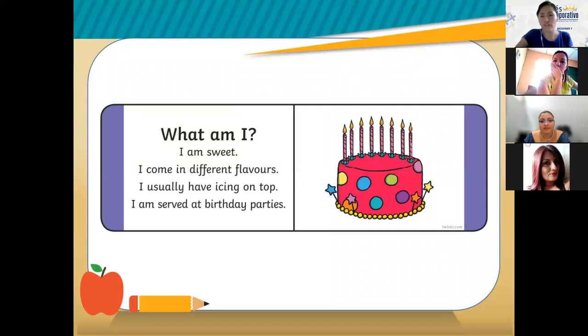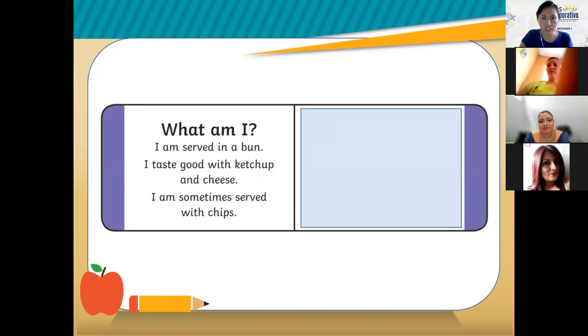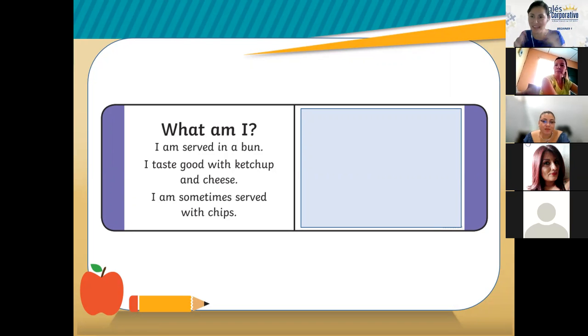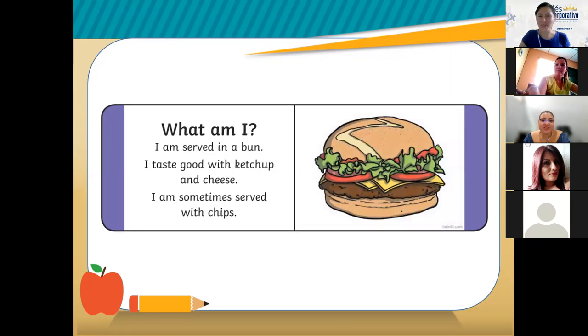So, and it is served at birthday parties, right? Por donde voy, give me one moment. Okay. What am I? It says, I am served in a bun. It tastes good with ketchup and cheese. I am sometimes served with chips. What am I? Excellent, right? Hamburger, right? My daughter loves hamburger, right? She loves them. So I am serving a bun.